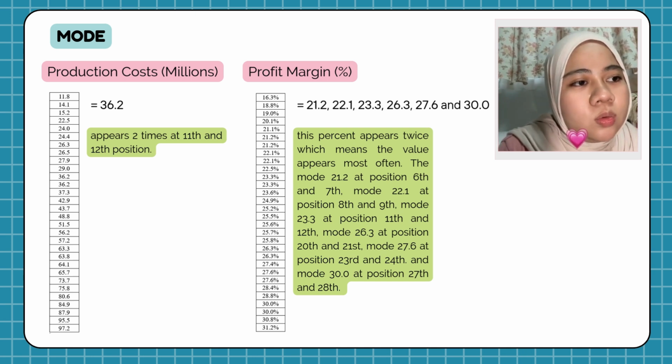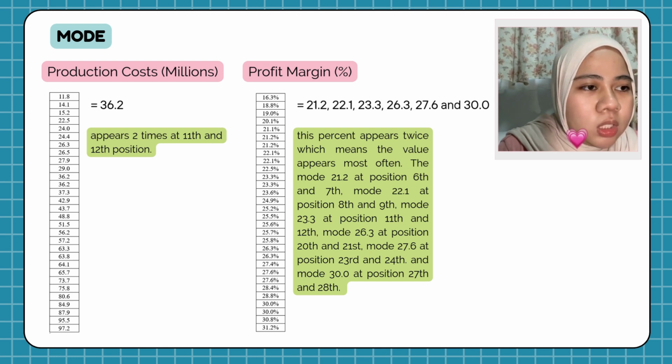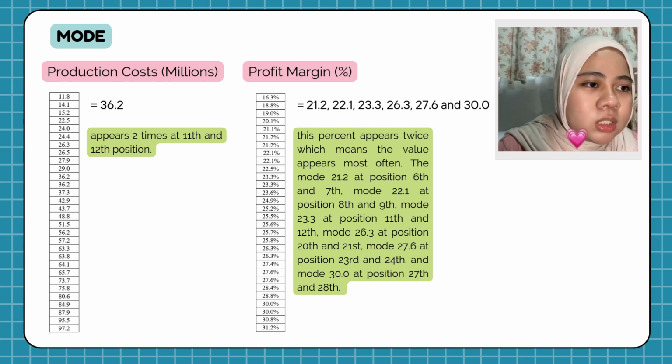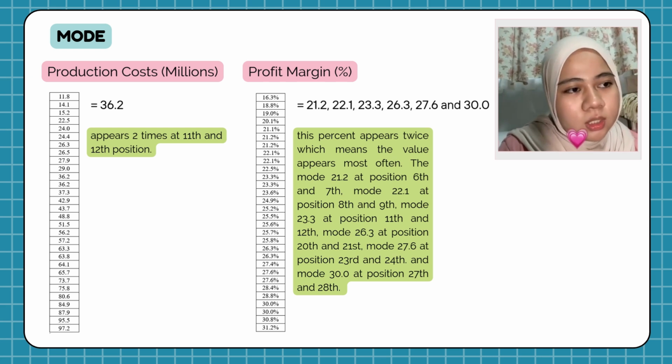The mode 21.2 is at positions 6 and 7, mode 22.1 at positions 7 and 8, mode 23.3 at positions 11 and 12, mode 26.3 at positions 20 and 21, mode 27.6 at the 23rd and 24th positions, and lastly the mode 30.0 at positions 27 and 28.